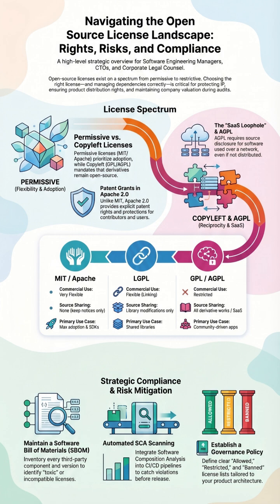Wait, seriously? So you accidentally build a product you legally cannot distribute at all? It happens all the time. But let's look at the broad categories from our sources to understand why that happens. The first camp, the permissive licenses, includes famous ones like MIT, Apache, and BSD. I've definitely heard of MIT.